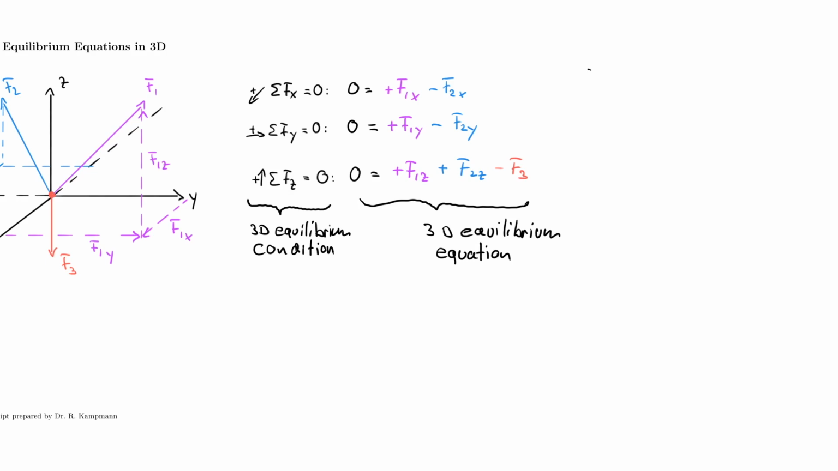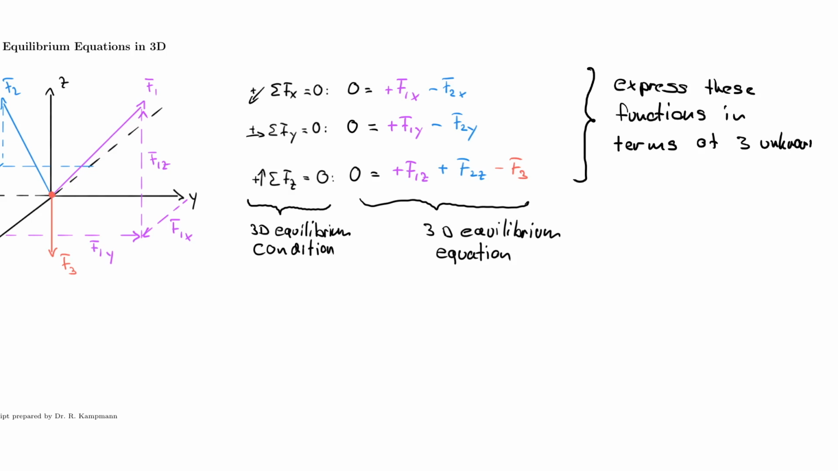So ultimately, express these functions in terms of 3 unknowns. So that means in this case F1x, F1y, and F1z all are expressed through F1.